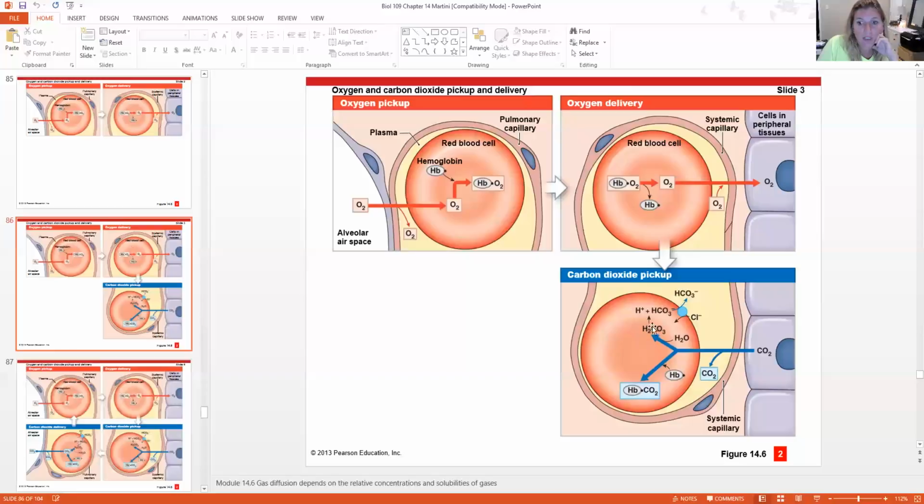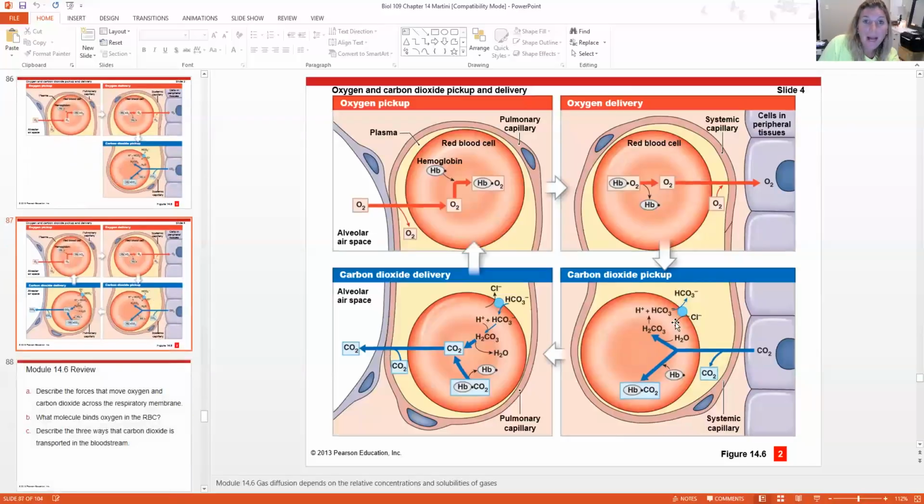Bicarbonate can form carbonic acid. Carbonic acid is going to dissociate into bicarbonate and hydrogen ion, and so that all of these hydrogen ions don't just build up inside of the red blood cell, the bicarbonate will leave and chloride will come in. That's the chloride shift. Then back at the lungs, we have the opposite happening.